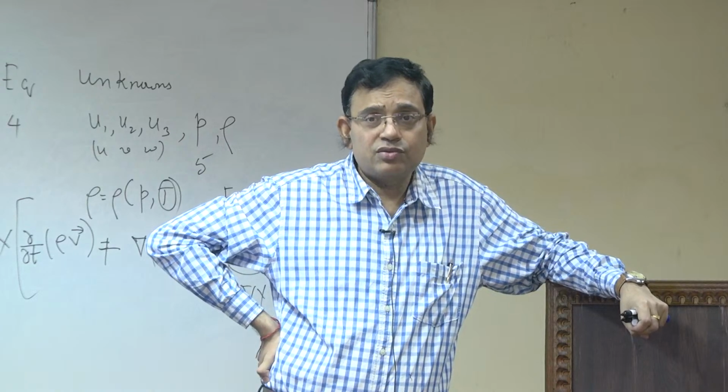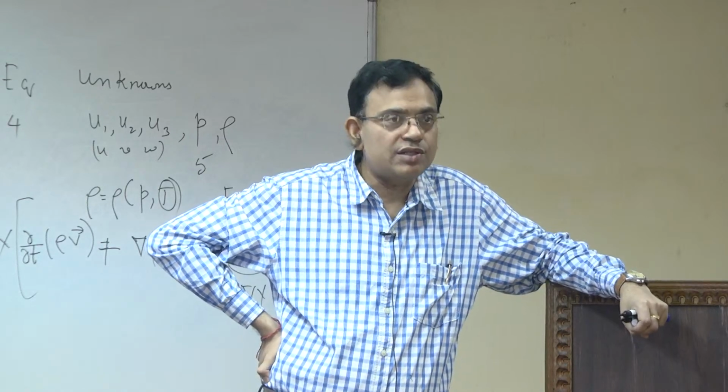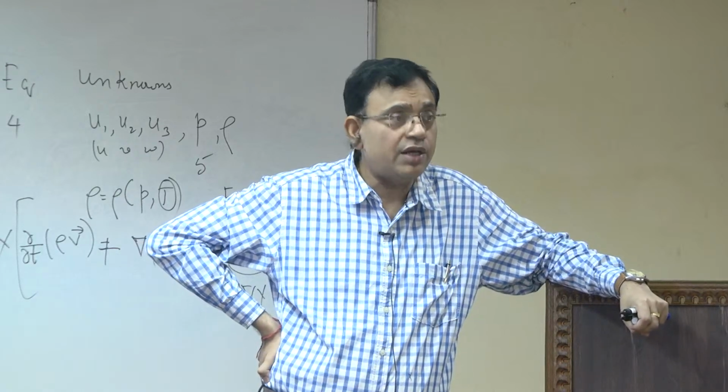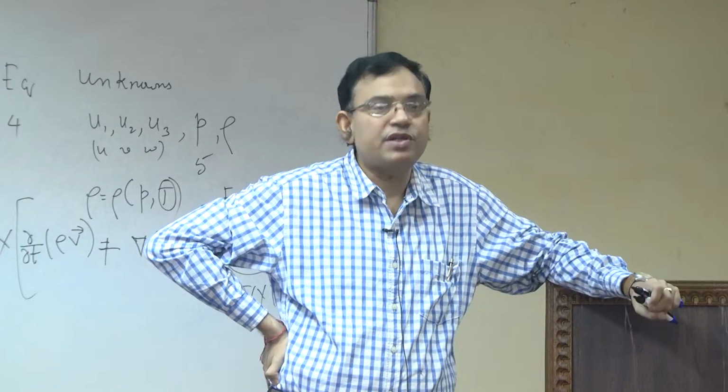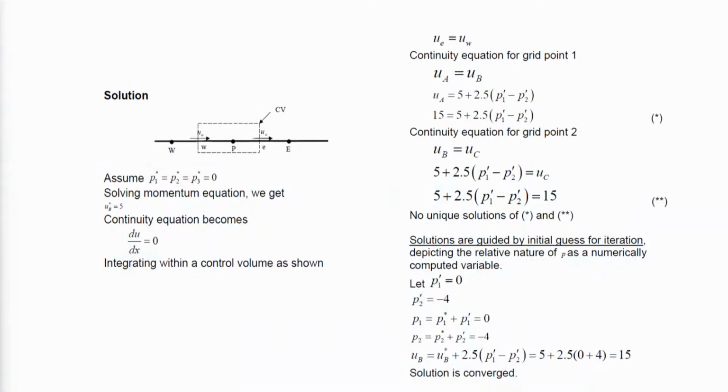So, the trick is that one of these you have to choose as a reference and calculate everything else with respect to that by recognizing the relative nature of pressure. So, let P1 prime equal to 0. If you take P1 prime equal to 0, you will get P2 prime equal to minus 4, and then you correct the pressure, and then you can correct the velocity. Here in one step the solution is converged, but this is not magic. There is a reason why in one step it is converged. You think about it. This is a special, very simplified problem, but it is guaranteed whatever you take as your guess, in one step it will converge.